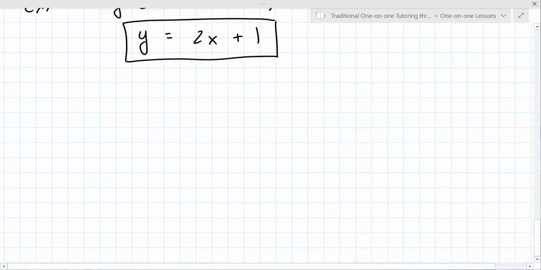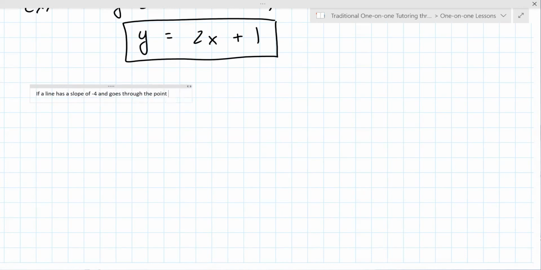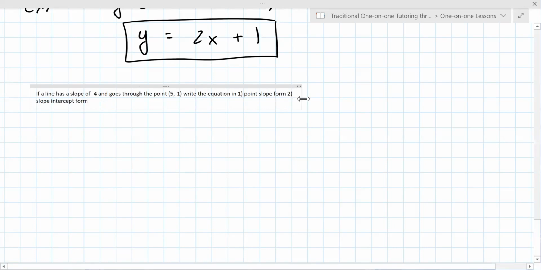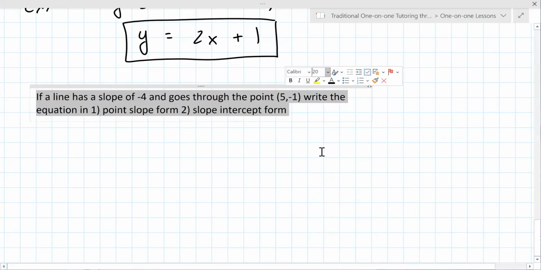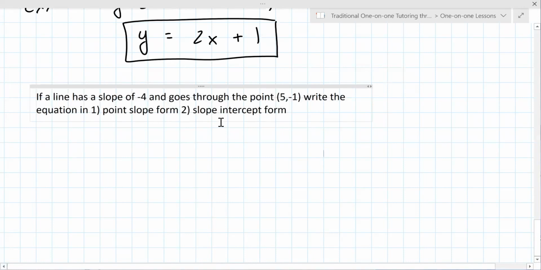All right, so here's a more likely situation or question. It'll say, if a line has a slope of negative 4 and goes through the point 5, negative 1, write the equation in one, point slope form, two, slope intercept form. Line has a slope of negative 4. Okay. So basically, you're going to be expected to move from form to form.